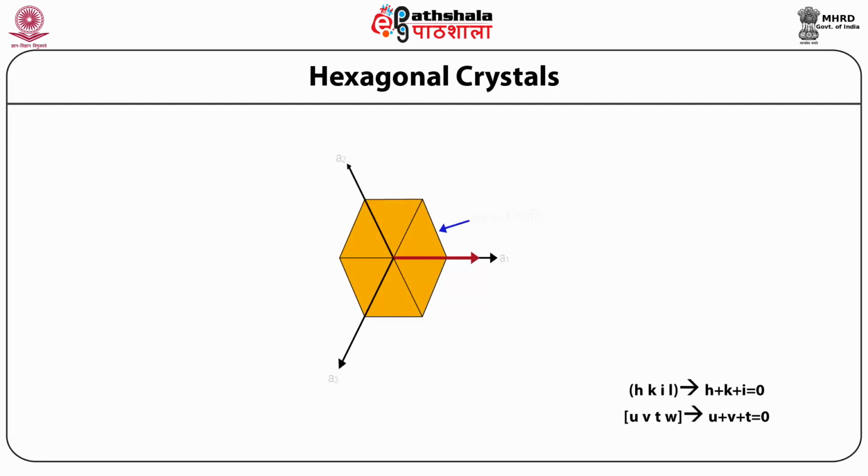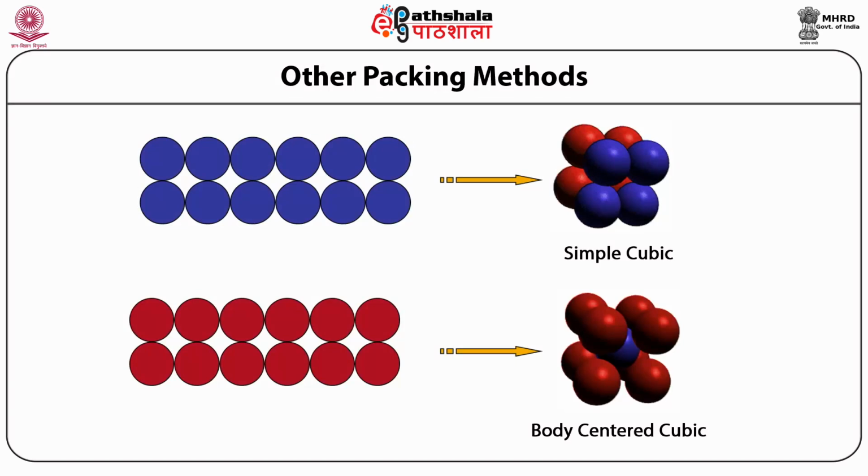Hexagonal crystals. The diagram shows a simple hexagonal crystal where a plane is represented by (HKIL), where H plus K plus I is equal to 0, and a direction is represented as [UVTW], where U plus V plus T is equal to 0. There are various other packing methods. These are simple cubic and body-centered cubic stacking structures.